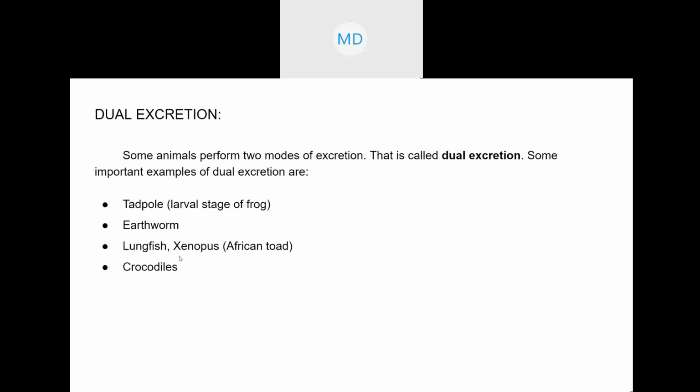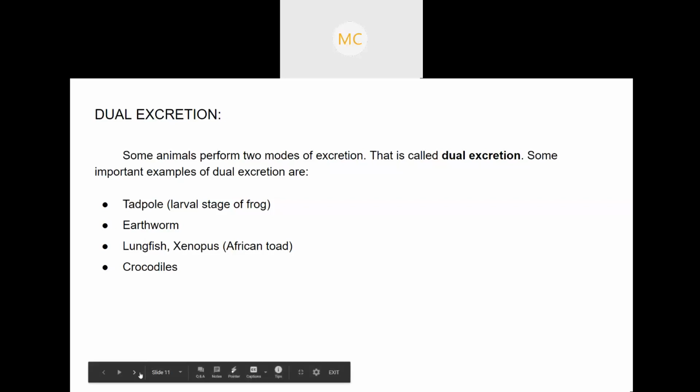Okay. So these are the examples of dual excretion, means two types of nitrogenous waste are excreted. Tadpole and frog are a little bit different because it was the larval stage, then it became adult. But for the other groups, earthworm, lungfish, Xenopus, and crocodiles, it's not like a larval stage. It continues throughout their life. Whenever they are in the water, they show ammonotelism. Whenever they are outside of water, they show ureotelism. Okay. So next is uricotelism.